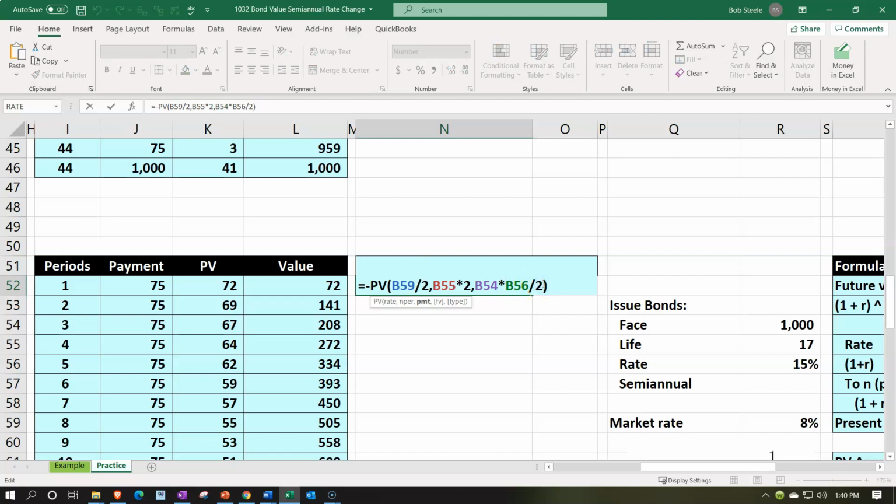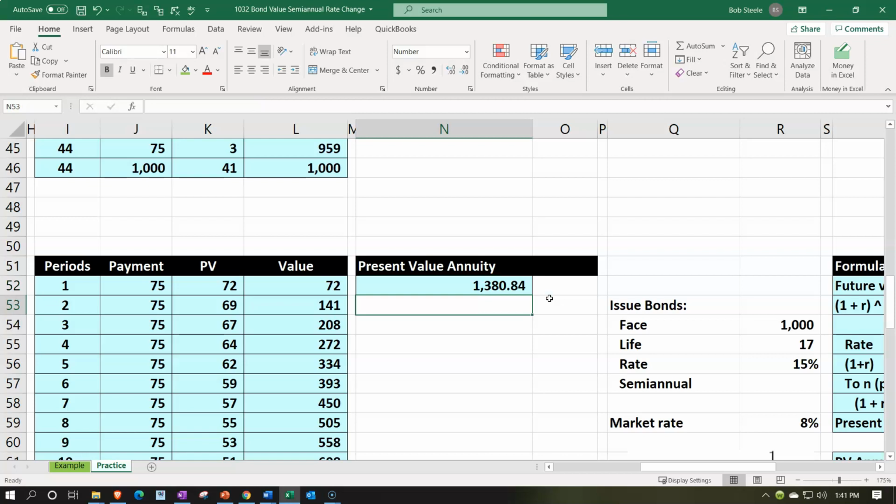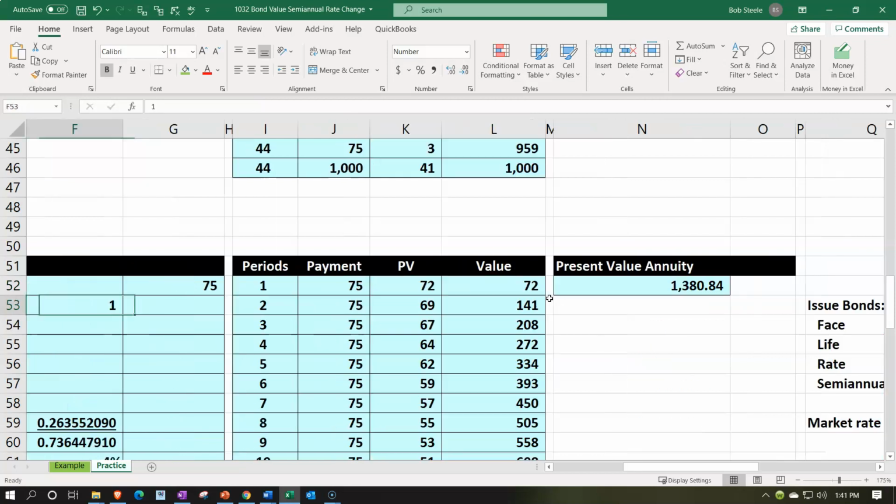It looks complicated, an impressive formula, but not too bad. We're taking the rate divided by 2, so the rate matches the periods, which are the yearly periods times 2 because they're 6-month periods, and then the amount, which would be the bond face amount, but then divided by 2 because semi-annual. Okay, so now we got that number again that way.